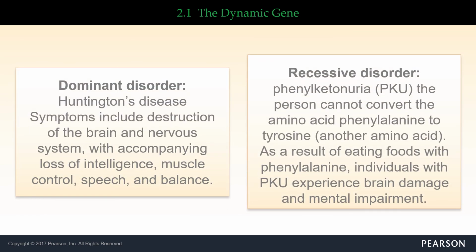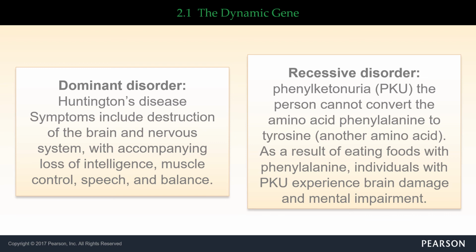So there are certain disorders related to dominant and recessive genes. Huntington's disease is a dominant disorder, and Huntington's is a syndrome that includes destruction of the brain and nervous system with accompanying loss of intelligence, muscle control, speech, and balance. So that's a pretty devastating dominant disorder.